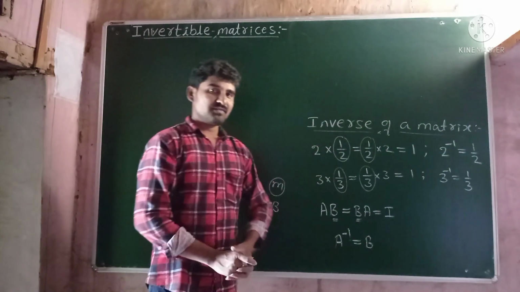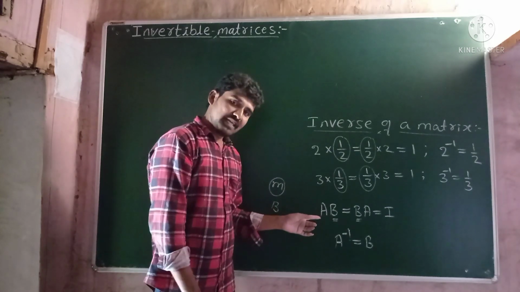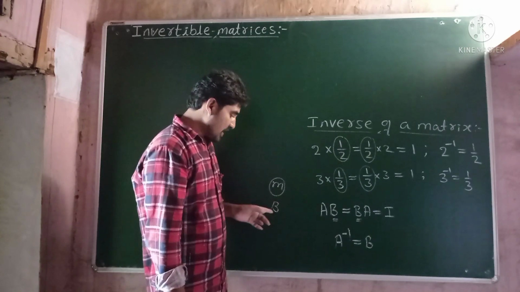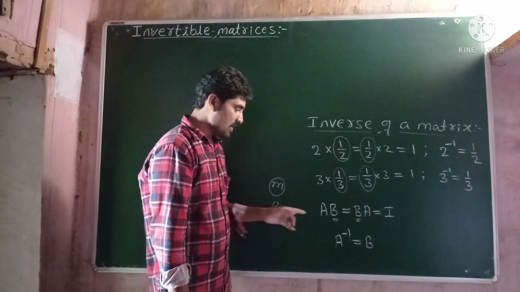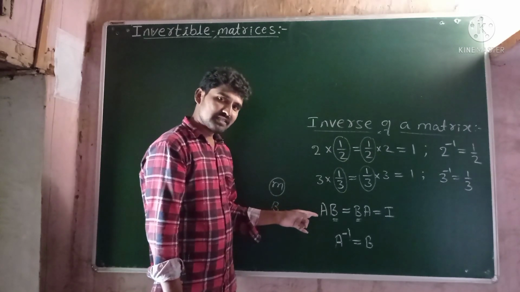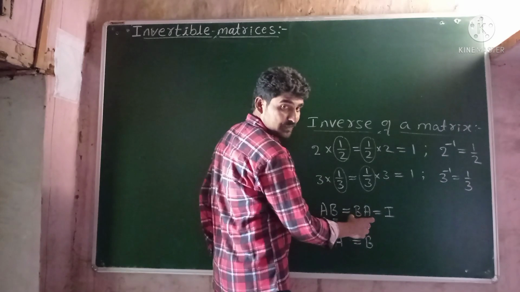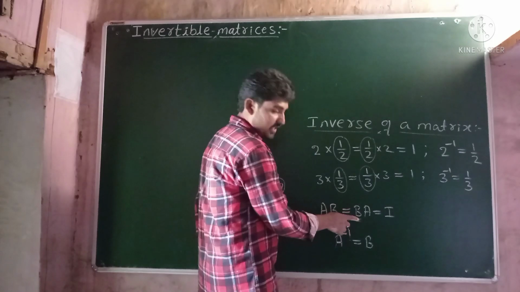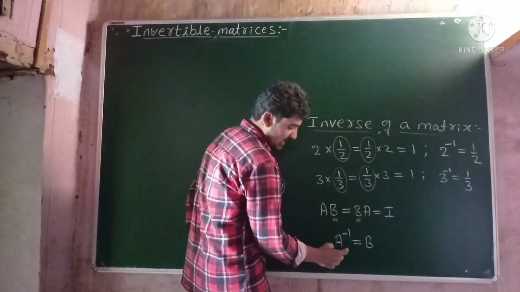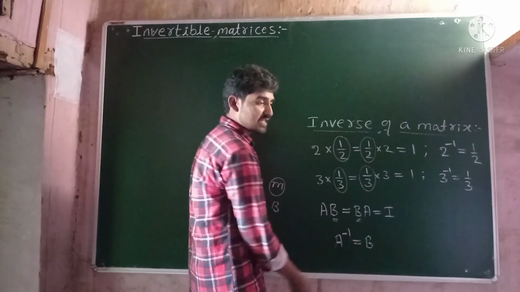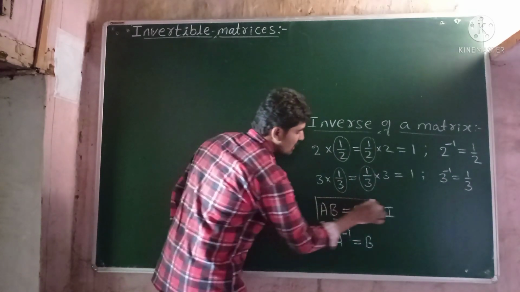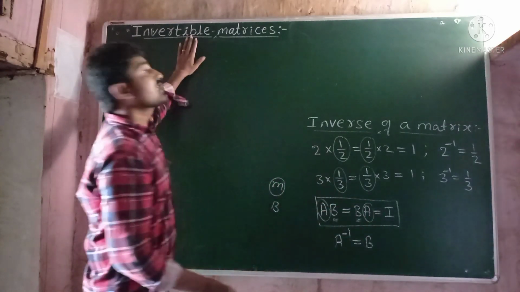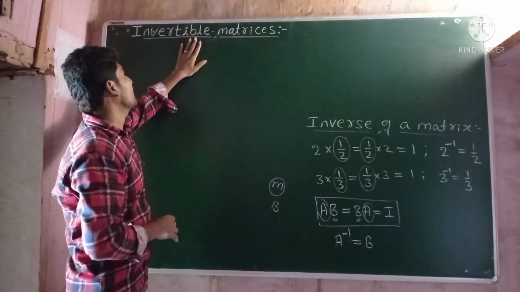What is the definition of inverse of a matrix? If A is a square matrix of order m, and if there exists another matrix B whose order is same as order of the matrix A, such that AB is equals to BA is equals to unit matrix, then matrix B is called inverse of the matrix A, and we write it as A inverse is equals to B matrix. And in this case, the matrix A is called invertible matrix. I hope all of you understood.